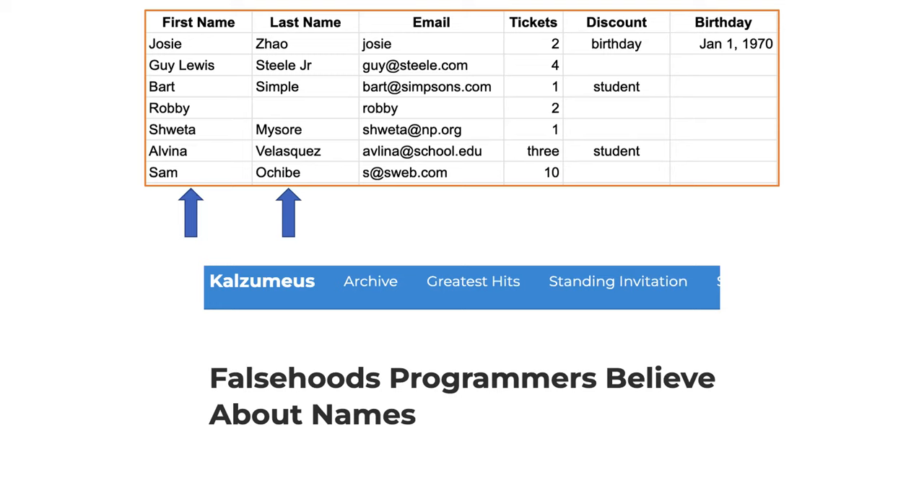By the way, two of the names here are actual real names. Guy Lewis Steele Jr. is a well-known computer scientist. And how does his name even fit into this format? Robbie is actually the name. He's an Indonesian. Many Indonesians have only one name. So where does he even get a last name from?